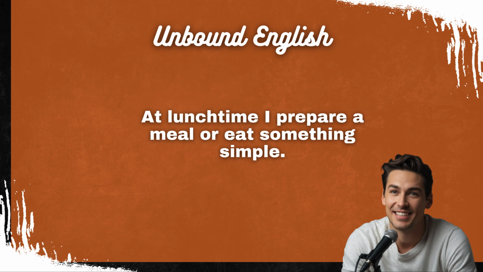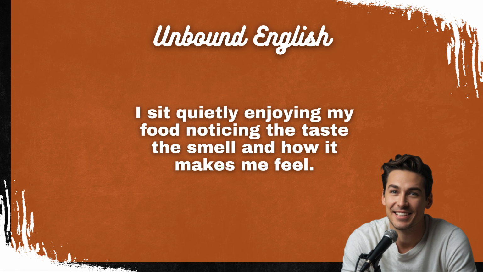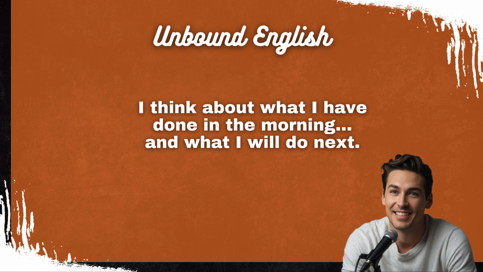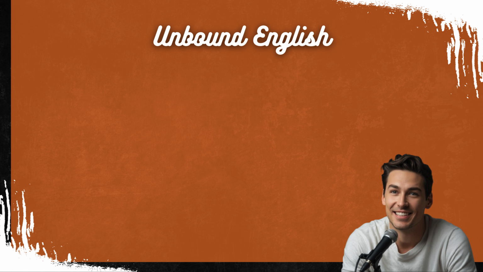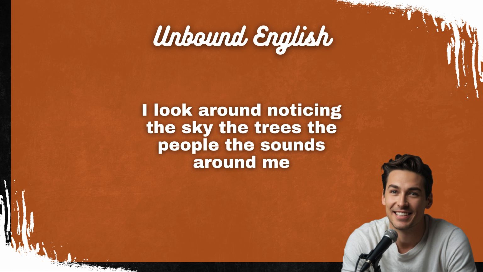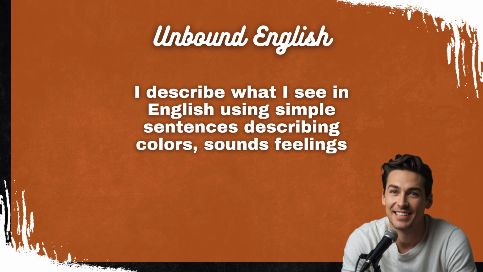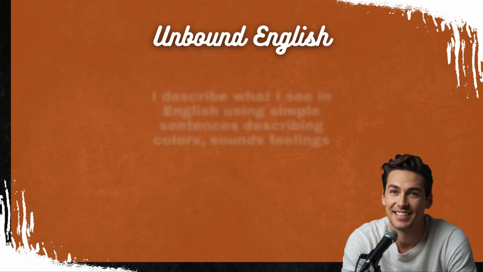At lunchtime, I prepare a meal or eat something simple. I sit quietly enjoying my food, noticing the taste, the smell, and how it makes me feel. I think about what I have done in the morning and what I will do next. Sometimes I take a short walk after lunch. I look around, noticing the sky, the trees, the people, the sounds around me. I describe what I see in English using simple sentences describing colors, sounds, feelings.